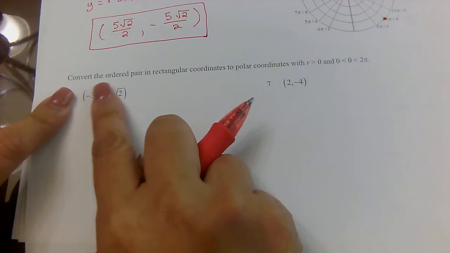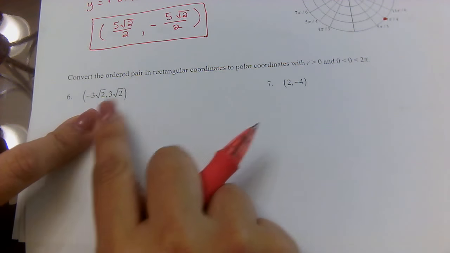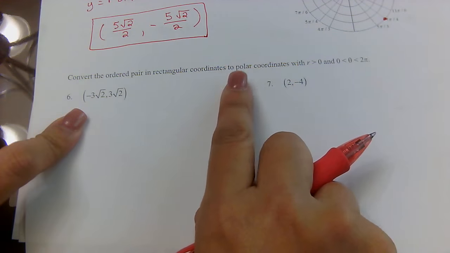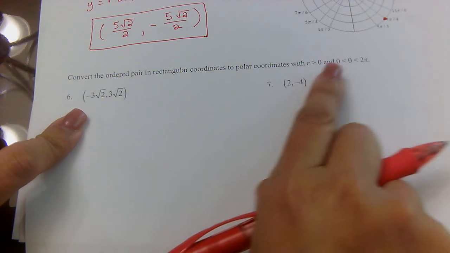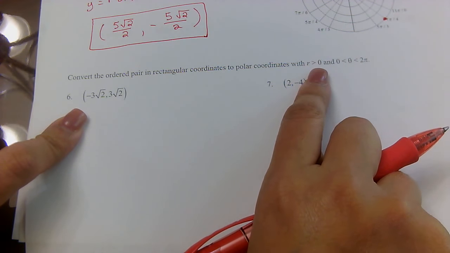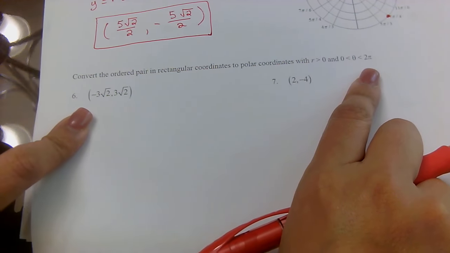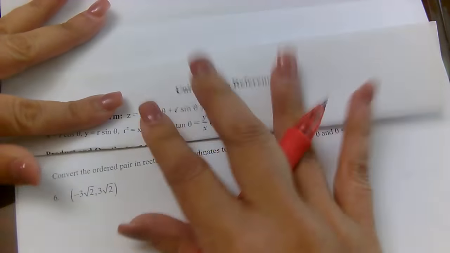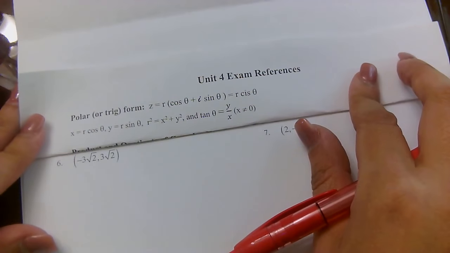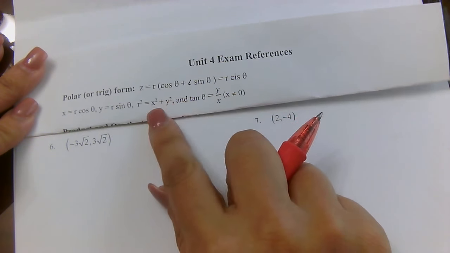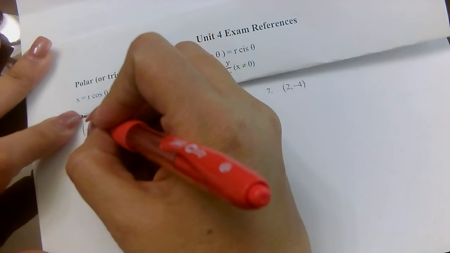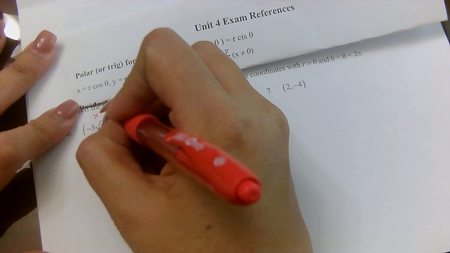Number 6 says convert the ordered pair in rectangular coordinates, here's my x, here's my y, into polar coordinates. Here are my restrictions. R needs to be positive, and theta should be between 0 and 2 pi. First thing I'm going to do is go ahead and use my formulas. We need these two equations. Remember, this is our x and this is our y.